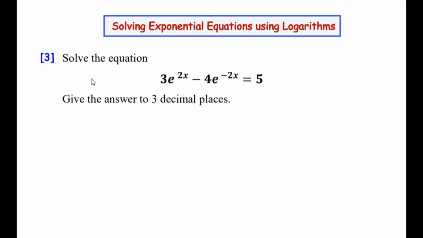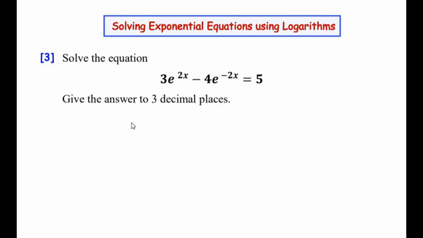Now the third question is solve the equation 3 times e to the power of 2x minus 4 times e to the power of minus 2x is equal to 5. Give the answer to 3 decimal places. Now to solve this equation, let us begin by replacing e to the power of 2x with another letter a, because this simplifies the steps a lot.